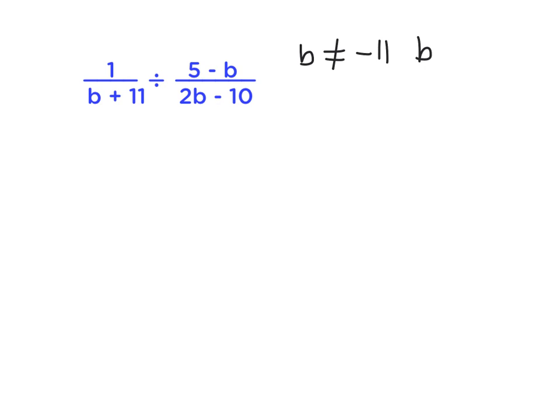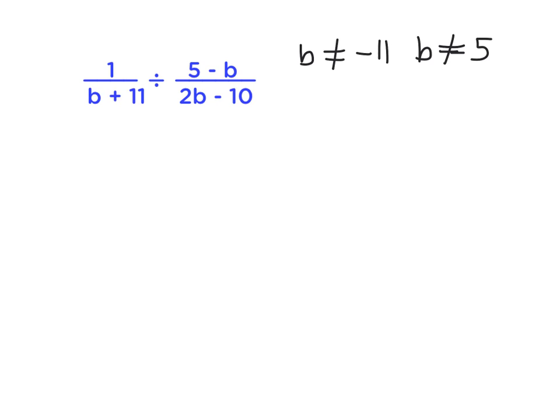And in my second term, if I multiplied 5 times 2, that would give me a 10, and 10 minus 10 is 0. So I also need to exclude the number 5.